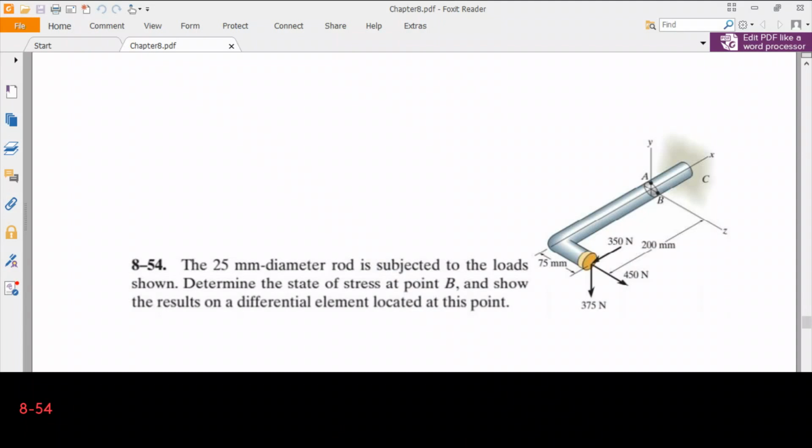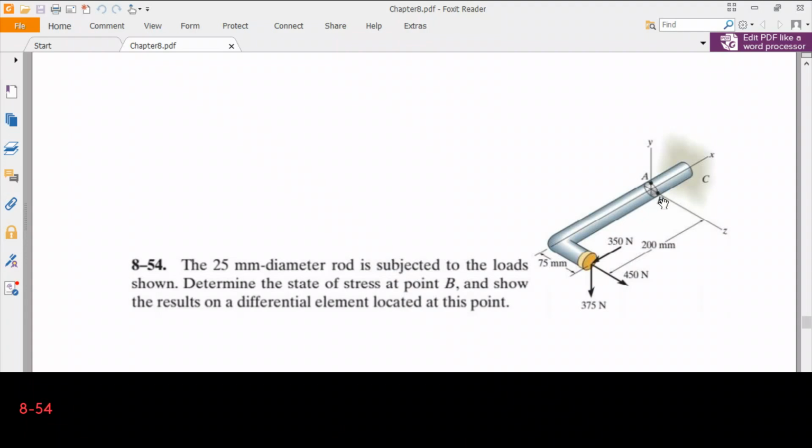Our last problem in this chapter is 8.54. The 25 mm diameter rod is subjected to the loads shown. Determine the state of stress at point B and show the results on a differential element located at this point. So we have a rod which is L-shaped, bent. In fact, it is fixed to the wall at point C. And we have a point load applied to the tip of this rod, and certainly we are asked for the state of stress for point B.